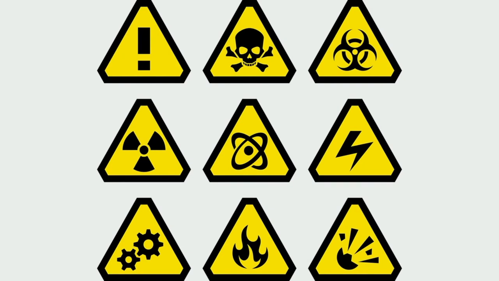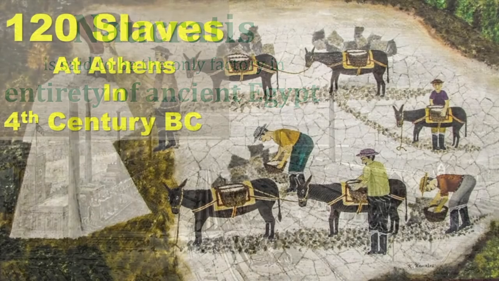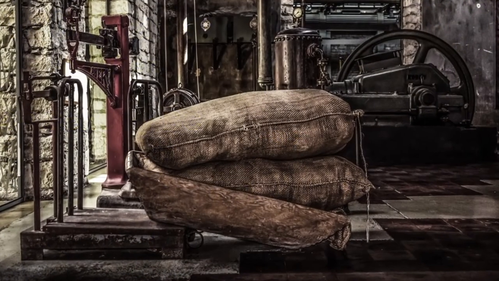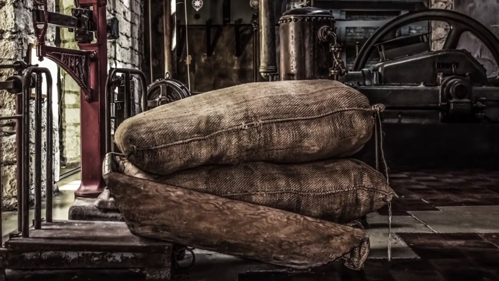In ancient times, the earliest production was limited to the household. Naucratis is said to be the only factory in entirety of ancient Egypt. The largest factory production in ancient times was of 120 slaves at Athens in 4th century BC. The earliest proper factory milling installations appeared in the Islamic world from the 8th century onwards.